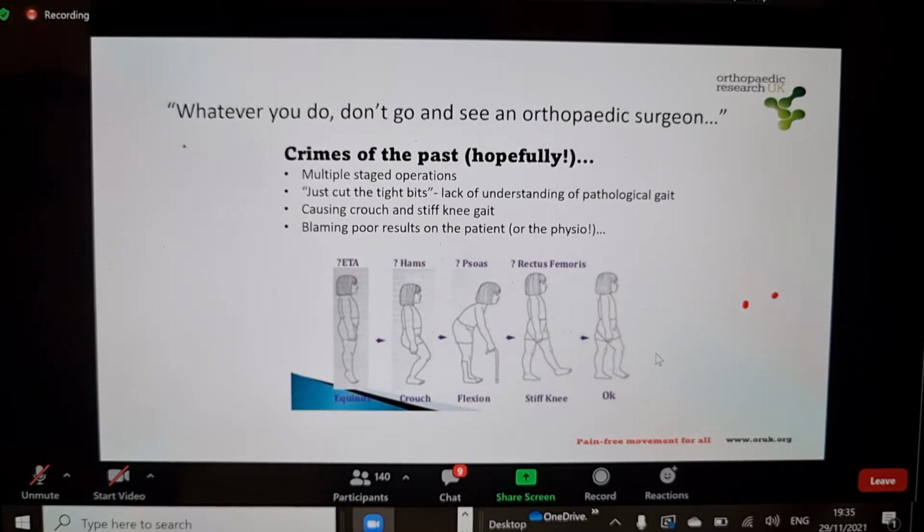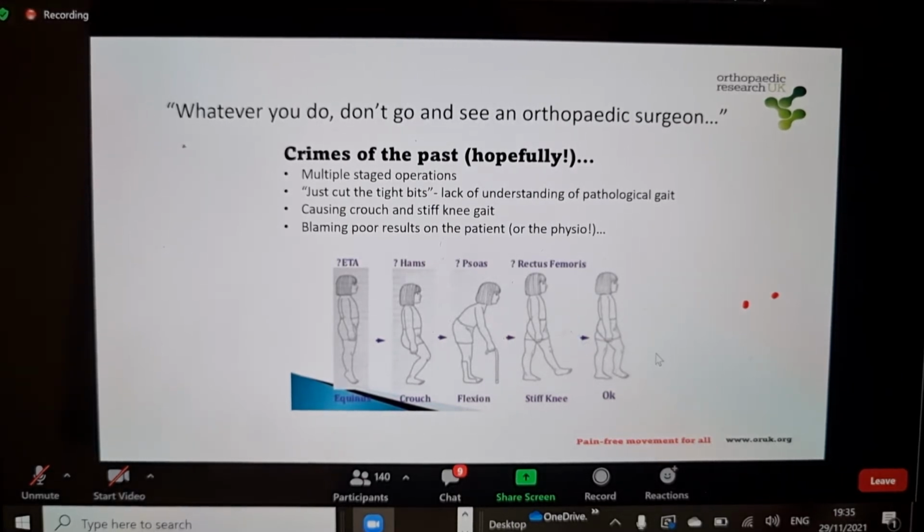I heard a very interesting talk from one of the Gillette surgeons, one of the pioneers of gait analysis, who complained particularly about the British attitude, which was, what's the problem? You just cut the tight bits in cerebral palsy. Why are you making it so complicated? Well, I think we all understand that pathological gait is a lot more complicated than that. So there were some pretty unpleasant results from that sort of approach. Crouch, patients with very stiff knees who found difficulty sitting, never mind walking.